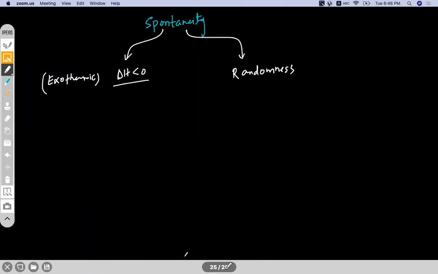Yes, these two factors we were discussing for spontaneity: either delta H should be less than zero, an exothermic process, or randomness should increase. So whenever you need to judge whether any process is spontaneous or not, you need to think of enthalpy change and the randomness. Randomness means entropy, you need to check.